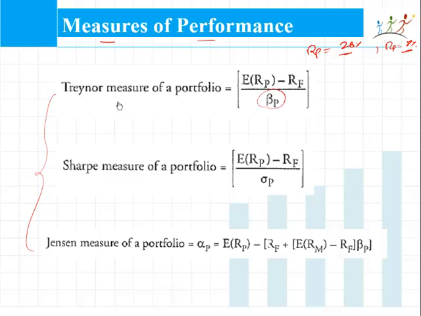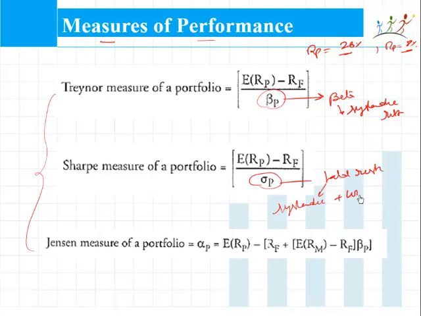beta. The Treynor measure thinks of risk as beta, so beta is only systematic risk. The Sharpe measure thinks of risk as standard deviation or variance, that is the square root of variance. Standard deviation is total risk, that is it is beta or systematic risk plus unsystematic risk or idiosyncratic risk.